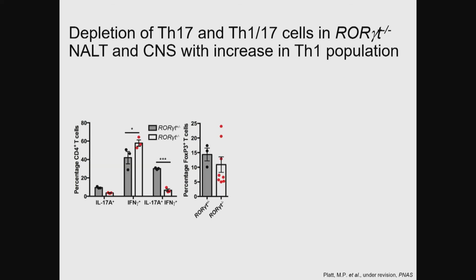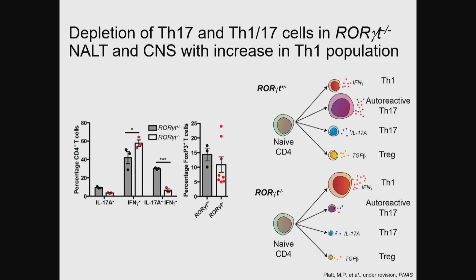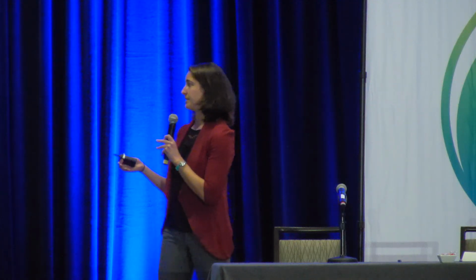And then in the NALT, the picture is much the same. So in the nose, we really have exactly the same phenotype, where we're increasing the Th1 population and decreasing both Th17 populations that we're seeing in the nose, suggesting that these cells that are landing in the brain are originating in the nose, and they're not coming from the circulation or somewhere else.